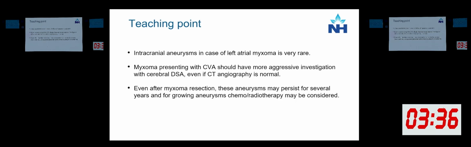In a myxoma presenting with CVA, especially in this case where we had a hemorrhagic stroke, we should go for a more invasive or more aggressive investigation like DSA. And the point is that even after myxoma resection, these aneurysms, which are made of tumorous cells, may persist for several years, and if it is a growing aneurysm, chemotherapy or radiotherapy may be considered in these patients. So this is in brief my case: atrial myxoma presenting as intracranial aneurysms. Thank you.